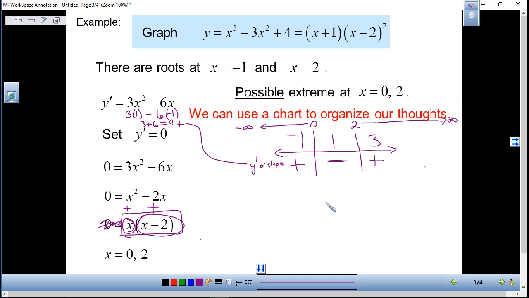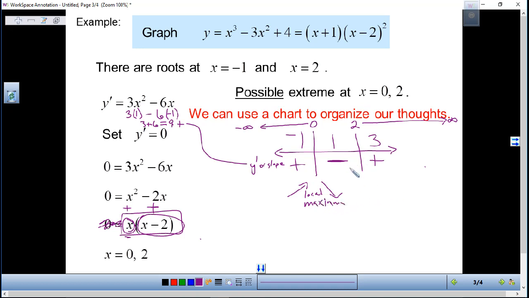Now, not only that, but I can look at this, and if this is a critical point, remember that's a possible maximum or minimum, what do I know happens if I go from an increasing function to a decreasing function? Well, if I'm going up on this side and I'm coming down on this side of that point, what do I know that point has to be? Well, it has to be a local max, a local maximum.